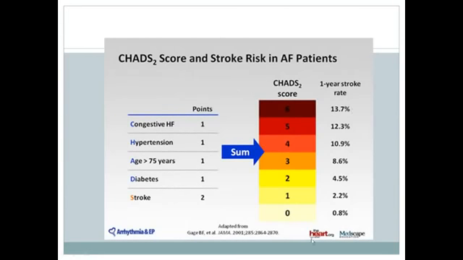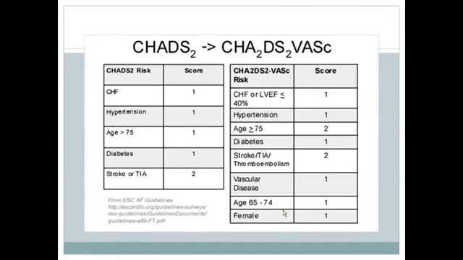Everybody knows it. Probably what people don't know is the percentage of stroke rates per class. It goes from 0.8% at 0 up to 14%. Usually the cutoff is 1 or 2. At 1, the guideline says you can use aspirin alone or warfarin. It's kind of your choice. At 2 and above, we should use anticoagulation.